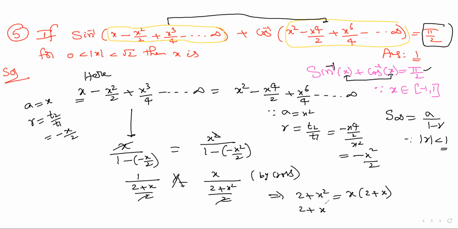It becomes 2 plus x square is equal to 2x plus x square. Here x square gets cancelled. Therefore, 2x is equal to 2. We get x is equal to 1. So what is the answer here? 1.